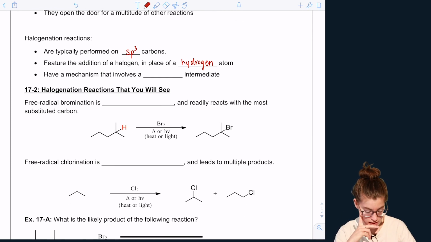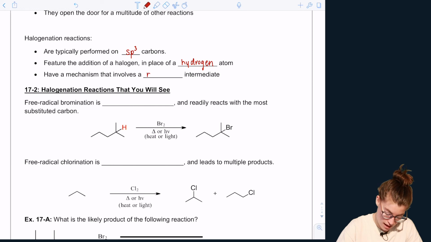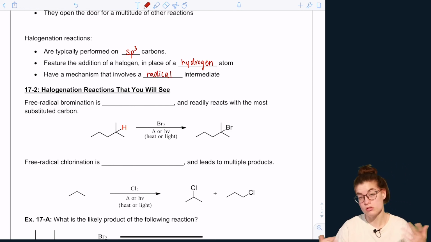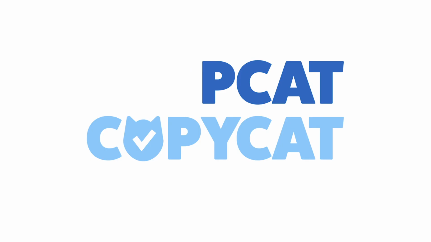These halogenation reactions have a mechanism that involves a radical intermediate or multiple radical intermediates.